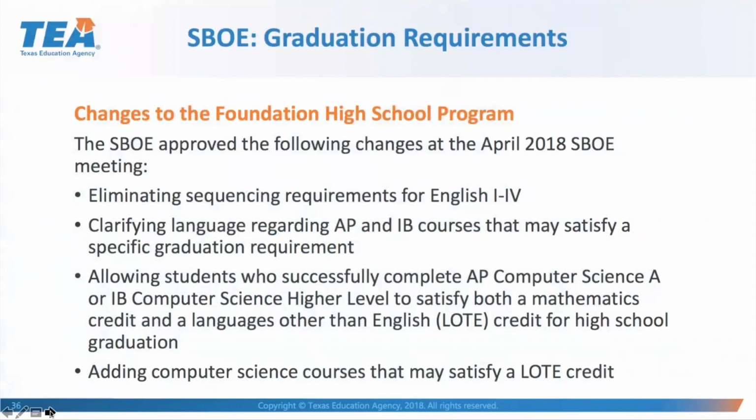Under that same section, they also amended to clarify language regarding AP and IB courses that satisfy specific graduation requirements and update those course titles to align more with the Texas Essential Knowledge and Skills, TEKS, for career and technical education. Additionally, they've amended to add AP Computer Science A and also IB Computer Science higher level to the list of courses that may satisfy that third math credit. And lastly, there was a list of computer science courses that will satisfy the LOTE requirement, and those courses can be found on the next slide.